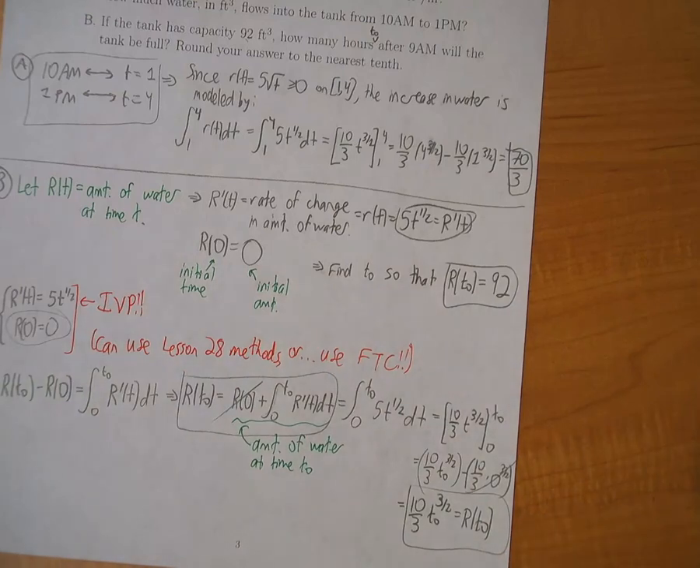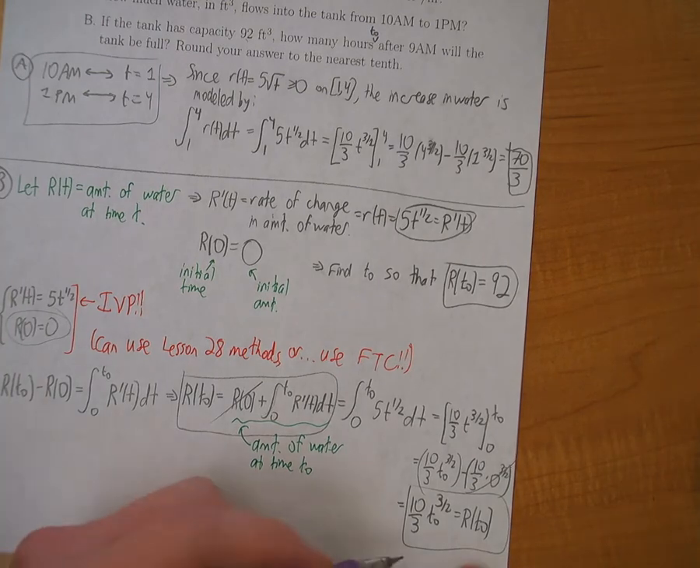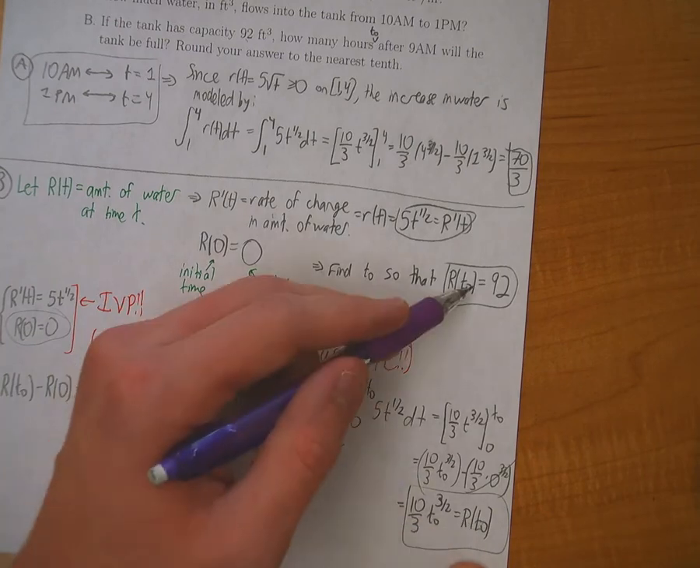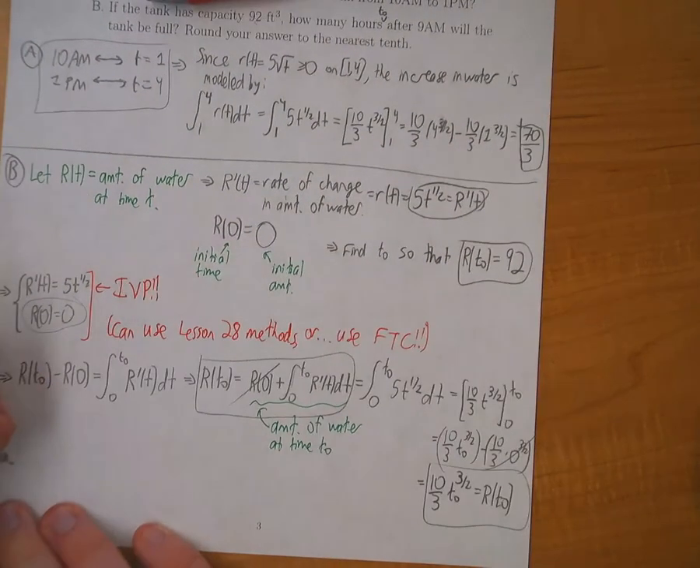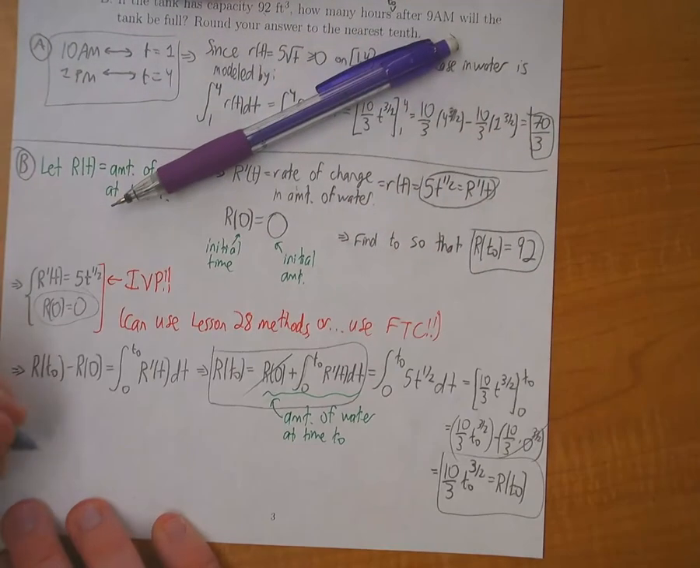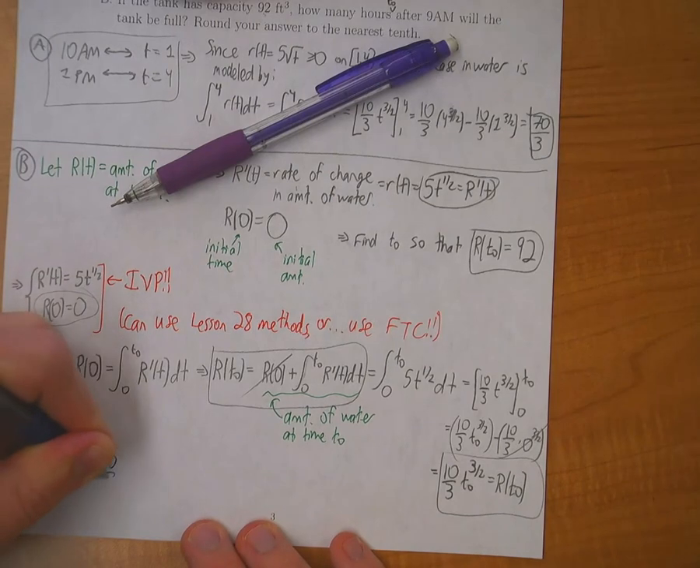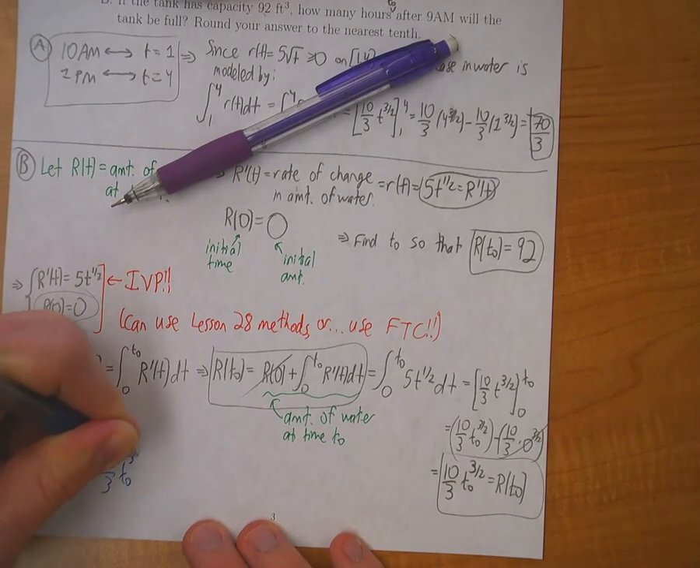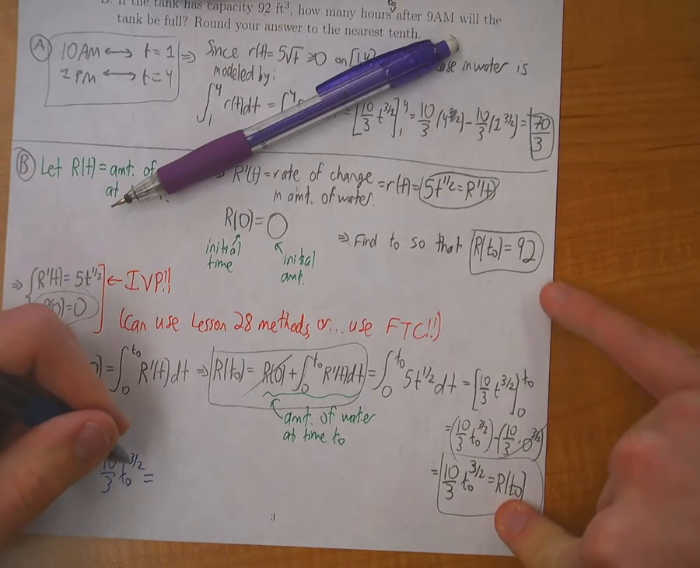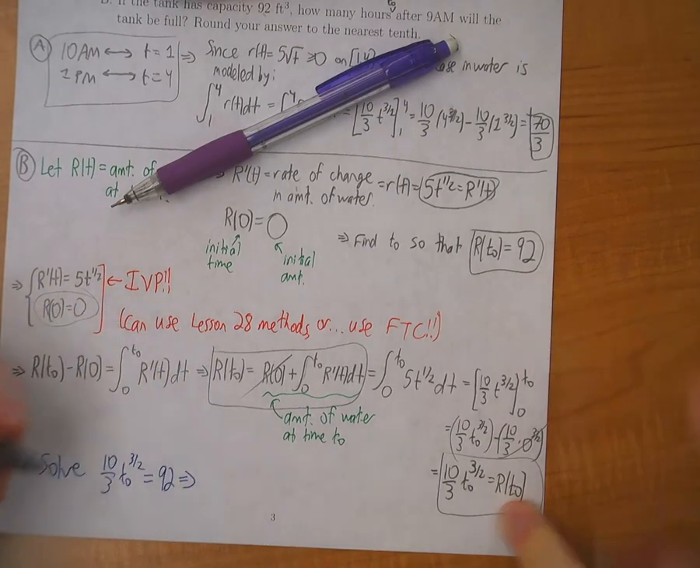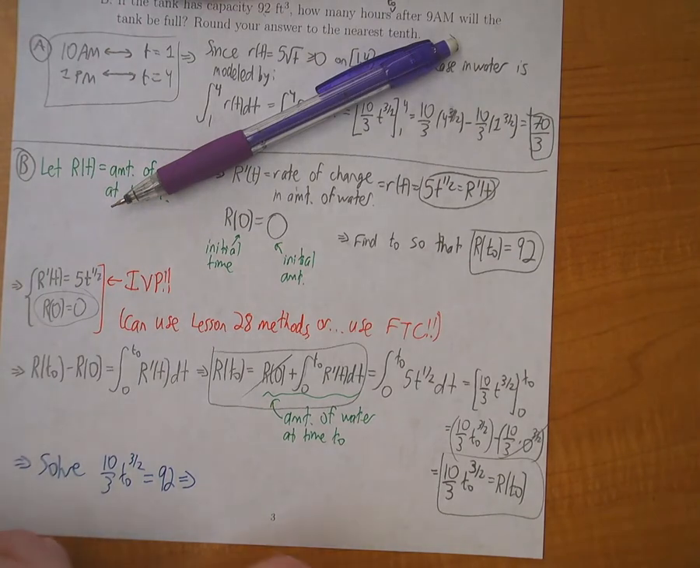Okay. So that's that part. Now, all we have to do is say, all right, we want to get t naught so that r of t naught is equal to 92. So the last thing we have to do is solve 10/3 times t naught to the 3/2 equal to 92. Okay? So if we go ahead and solve for t naught here, what exact value should you end up with?